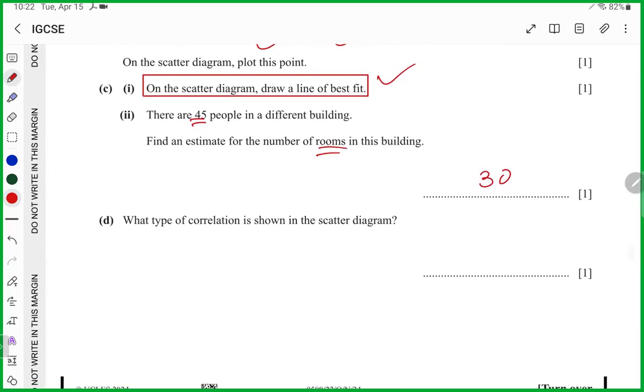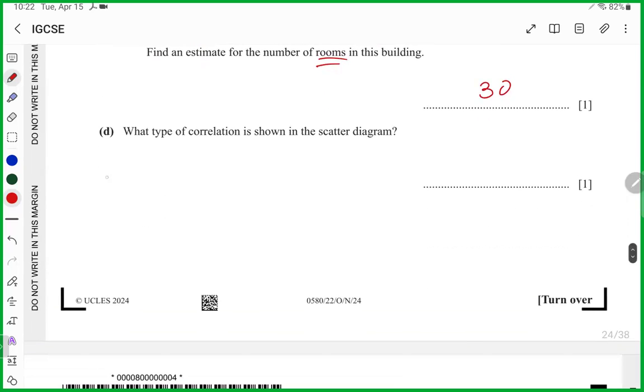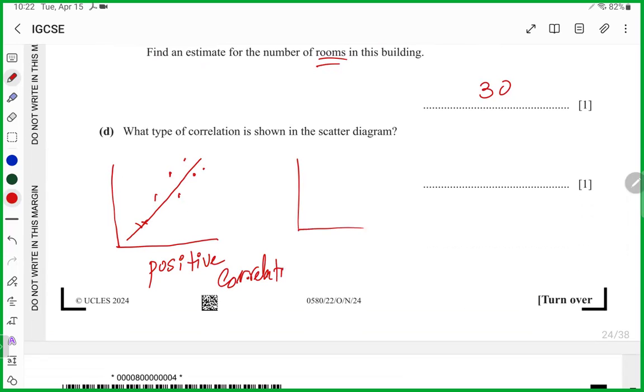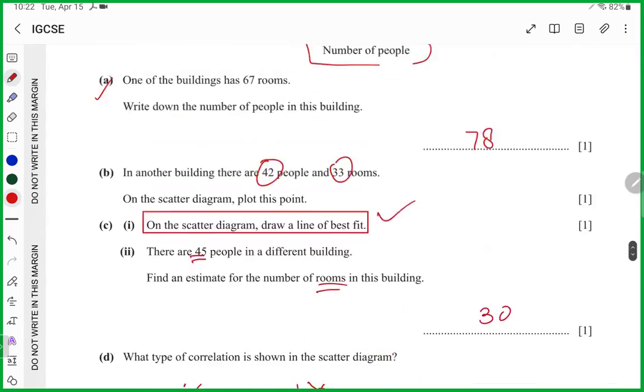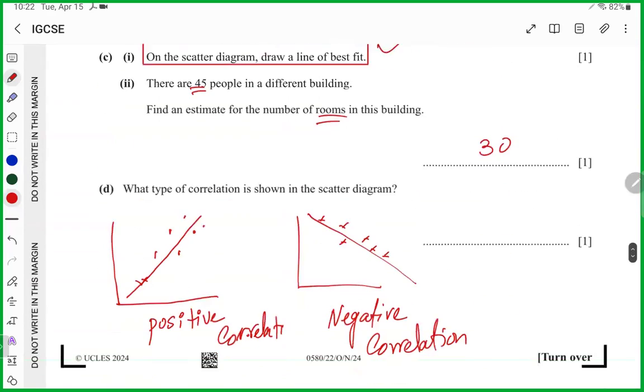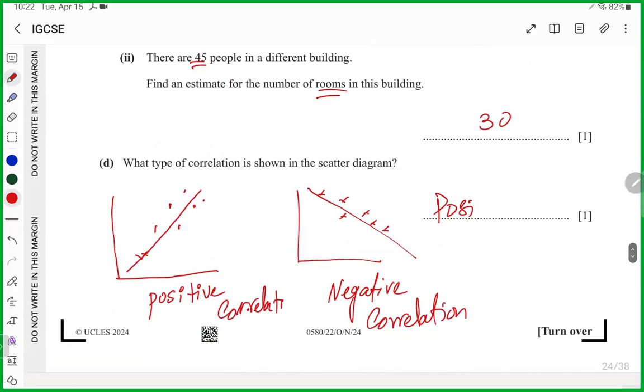What type of correlation is shown in this scatter diagram? So when you talk about a scatter diagram, if we have such values, this is known as a positive correlation. And if one quantity is increasing and the other is decreasing, this is known as negative correlation, right? So what we see here is positive correlation. So you would write it is a positive correlation.